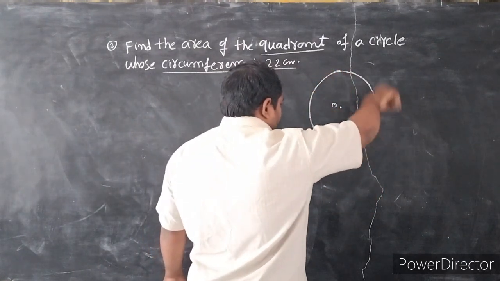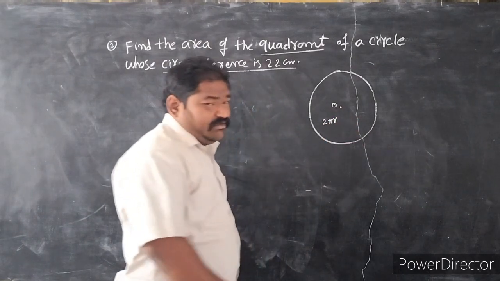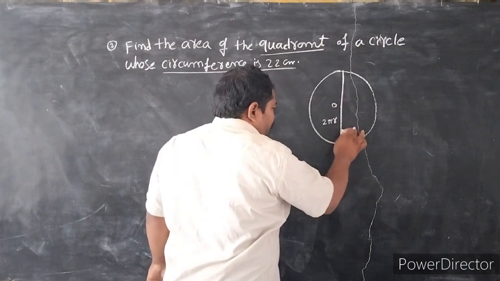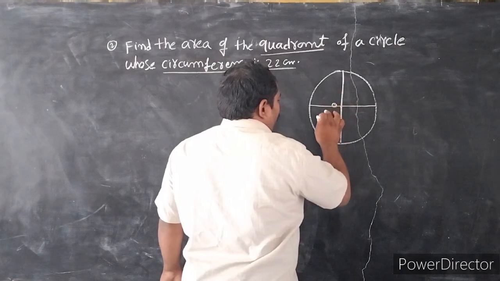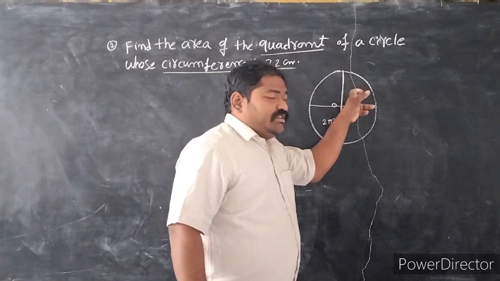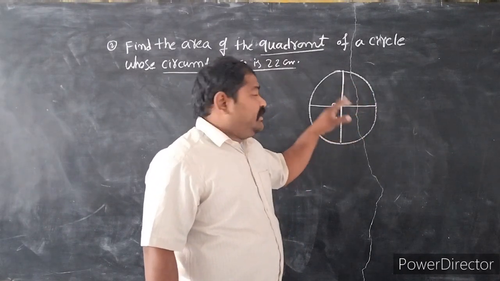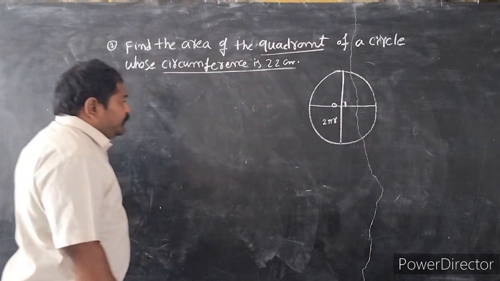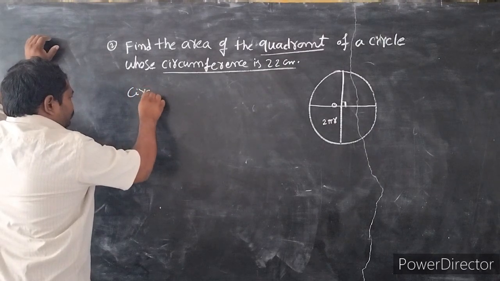The circumference of the total circle is 2 pi r. This is two parts of the circle, a semicircle, and this is also one semicircle, and these are the four quadrants of the circle. We have to calculate the area of each quadrant. Okay, the area of any one quadrant, making an angle, quadrant means 90 degrees in the circle. Now, what is given? The circumference of the circle.